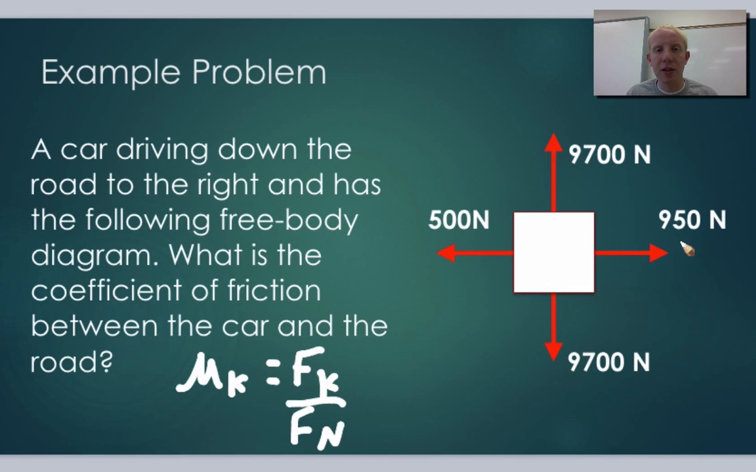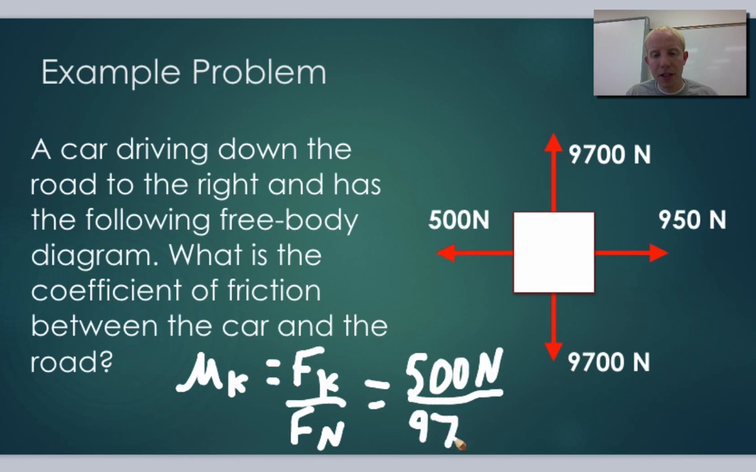Okay, this is a common thing to do in physics problems, is give you extra information. So we don't really need that. All we need is the normal force and the friction force. So that's just going to be 500 newtons over 9,700 newtons. And that's going to give us that mu sub k is about 0.052. And there we go.